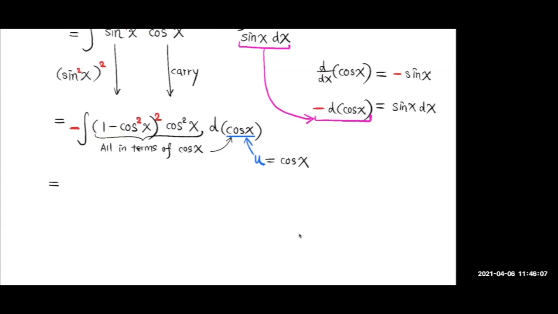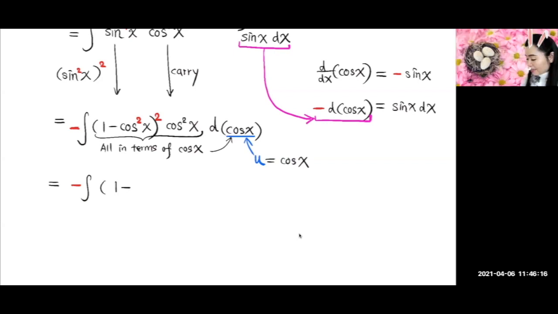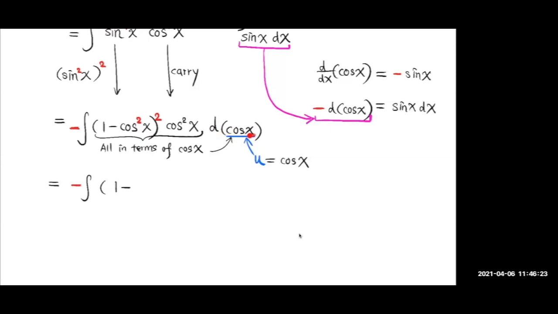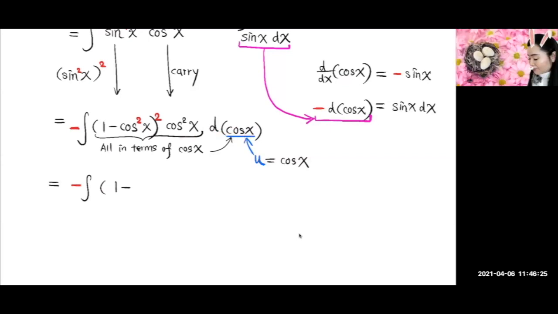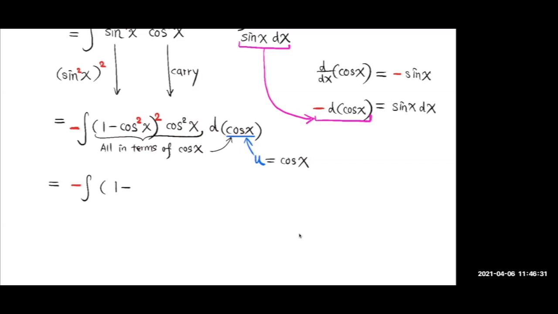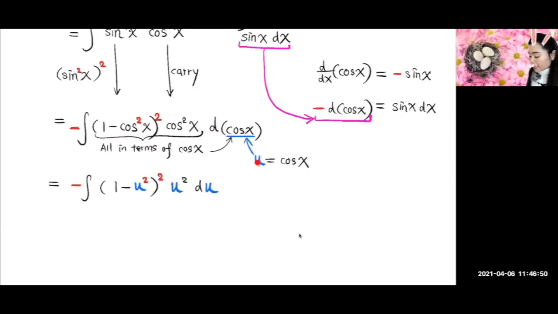So we always set u to be the identity inside the d. The last step is always let u to be this inside the d, and then everything over here has to be in terms of this. So the last step you let u to be this cosine x, and all this cosine x you express in terms of u. So what will be the next step?